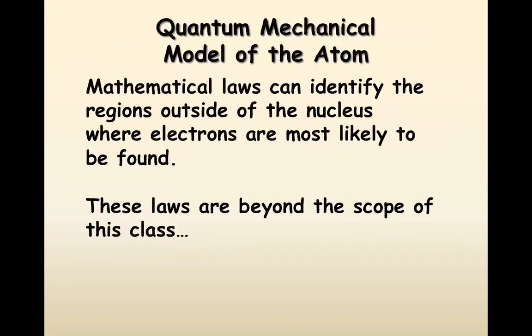The quantum mechanical model of the atom is made of mathematical laws that can help us identify regions outside of the nucleus where electrons are most likely to be found. Now, if you want to get into some quantum physics, that would be something that you would take in college, but these are really beyond the scope of our course. We will go into a little bitty tiny tidbit of quantum mechanics just to understand where those electrons are located.